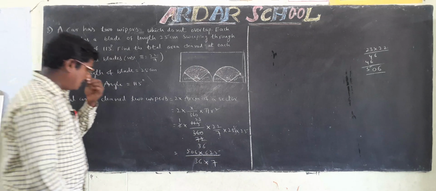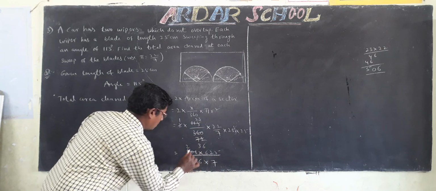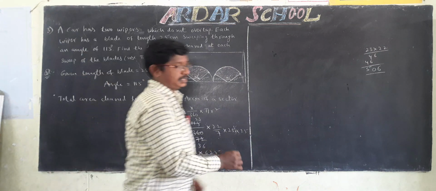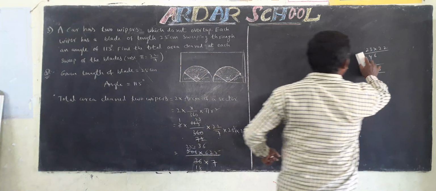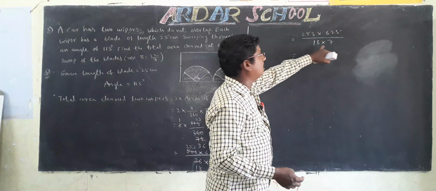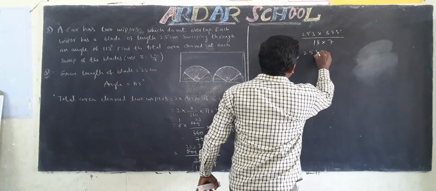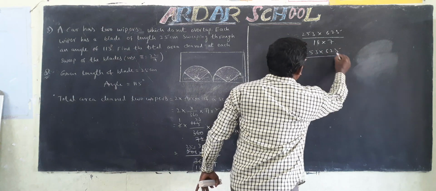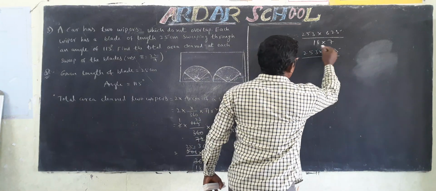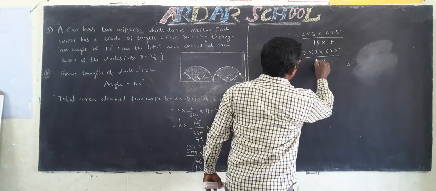Cancel with 2 these two: 2 twos are 4, 2 eighteens are 36. So here 253 into 625 by 18 into 7. 18 sevens are 126.